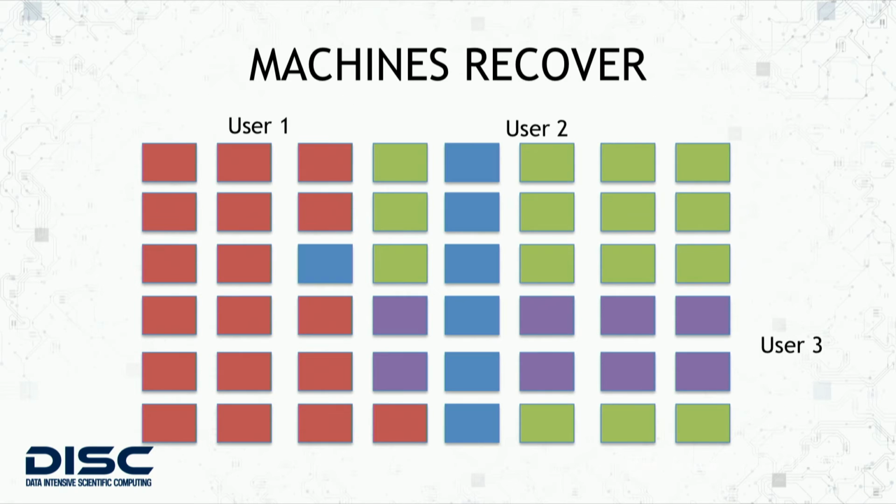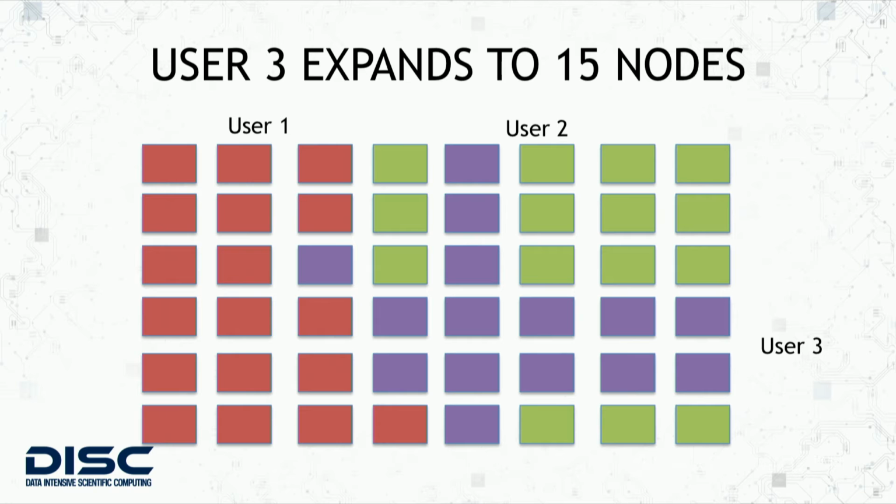And those machines will come back and join the system again. And now we sort of have a gap in the middle of idle machines. Now, if our users want to use some more, for example, user 3 wanted some extra machines, then perhaps user 3 can fill in those empty spaces and move their computation over to a larger number of machines.